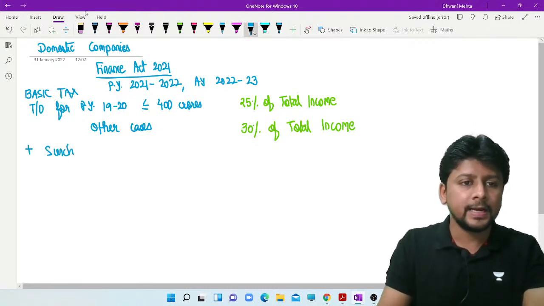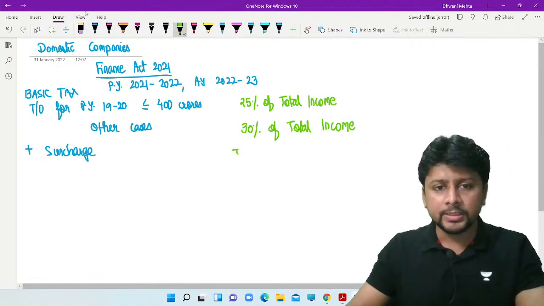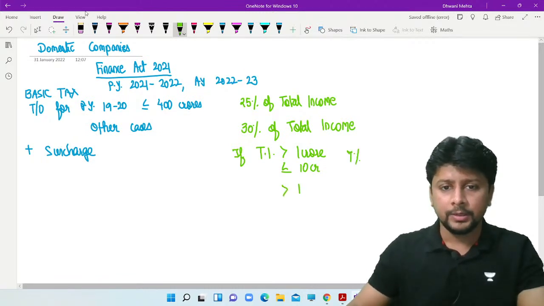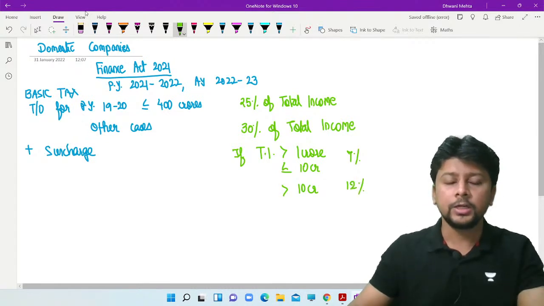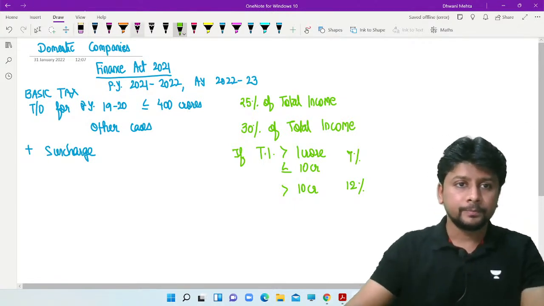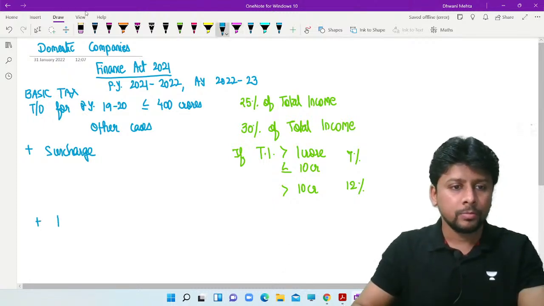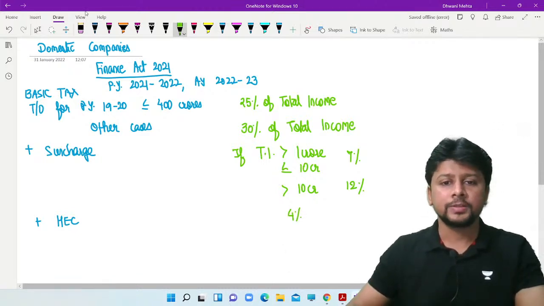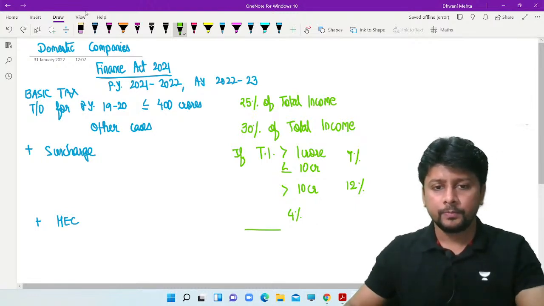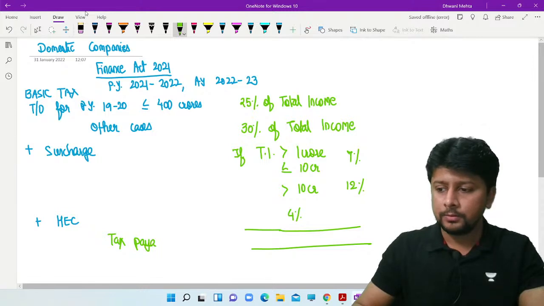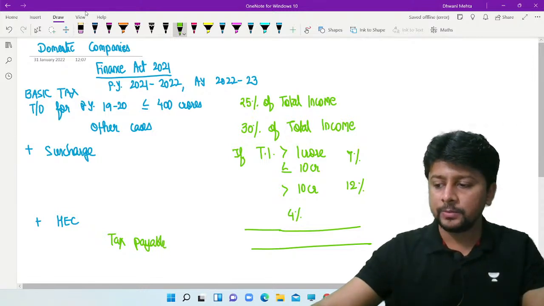To this, we add surcharge. Surcharge threshold is 1 crore. If the total income exceeds 1 crore but does not exceed 10 crore, we pay 7% surcharge. If the total income exceeds 10 crore, we pay 12% surcharge. So surcharge depends on your amount of total income. And finally, health and education cess, which is applicable for everybody at the rate of 4%. This will be your tax payable. These are your rates of tax as per the budget.